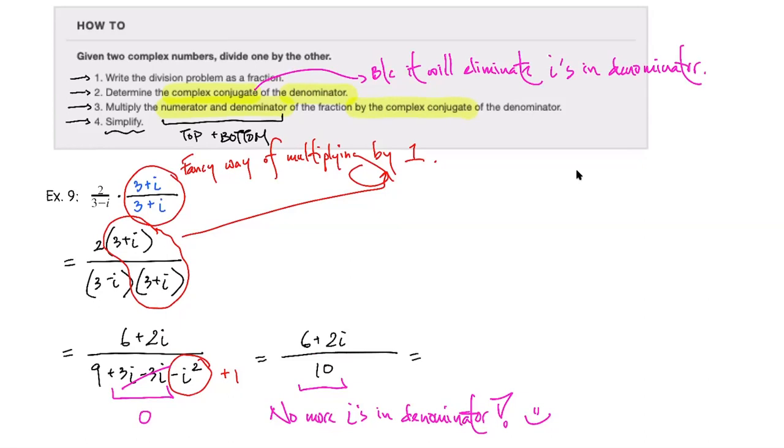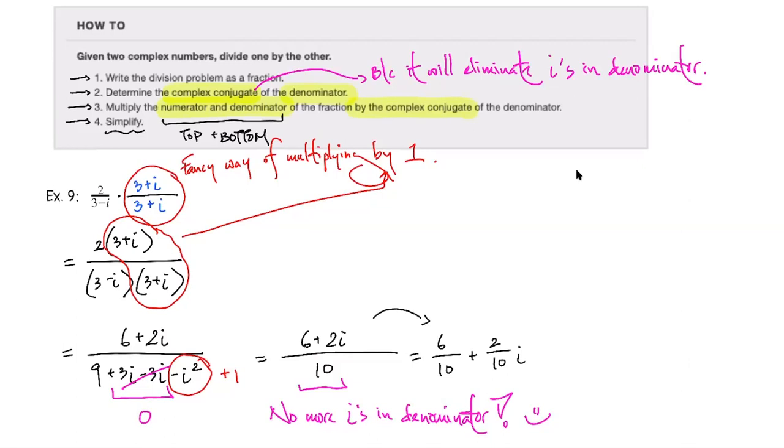Now, in this case, we do want to break it up into the real part and the imaginary part, okay? So the real part is going to be the 6/10, and the imaginary part is going to be the 2/10i. Now, on an exam, do I really care? Probably not so much, honestly. My biggest thing is, do you remember to multiply by the complex conjugate?